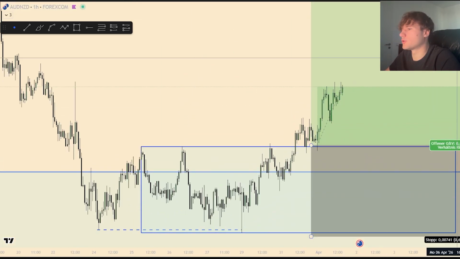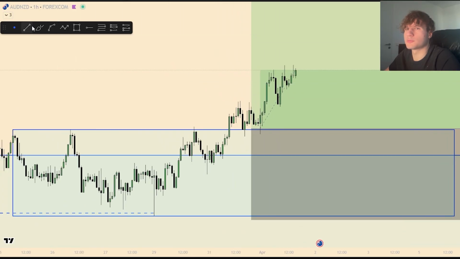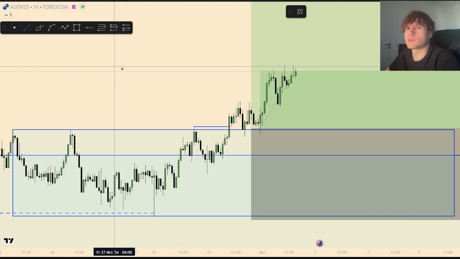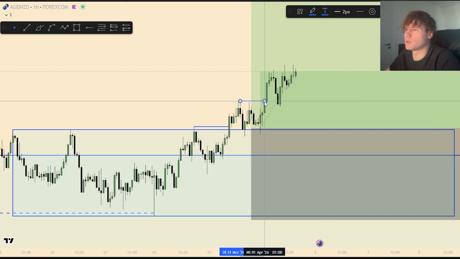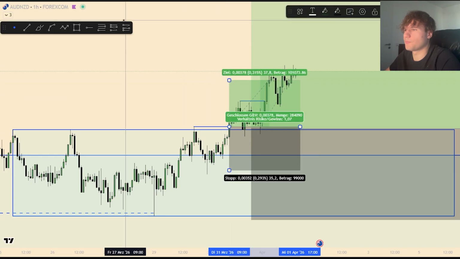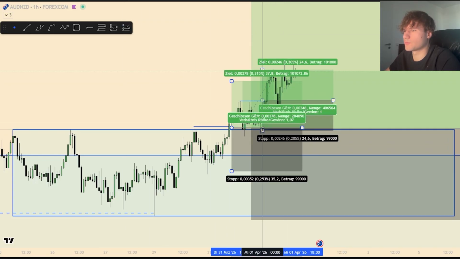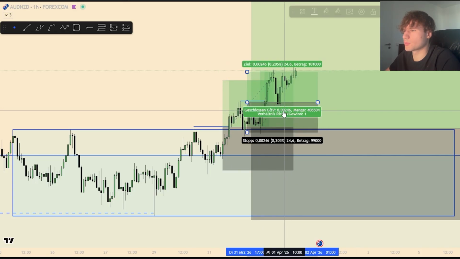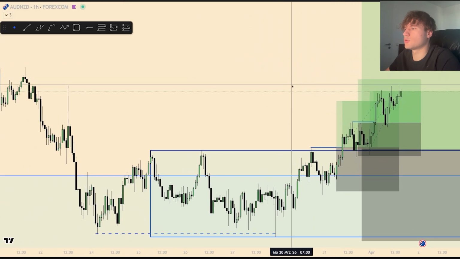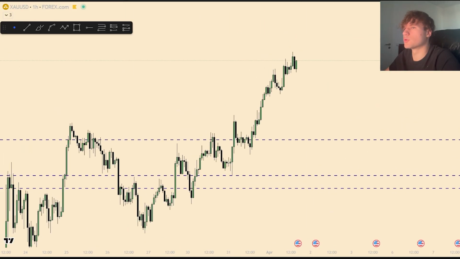You could also enter on the lower time frames because it's respecting the 1-hour demand zones, but you have to be a little bit more careful. But as you can see, these are all options that you could enter. You could enter like this, and be good. So moving on to gold.